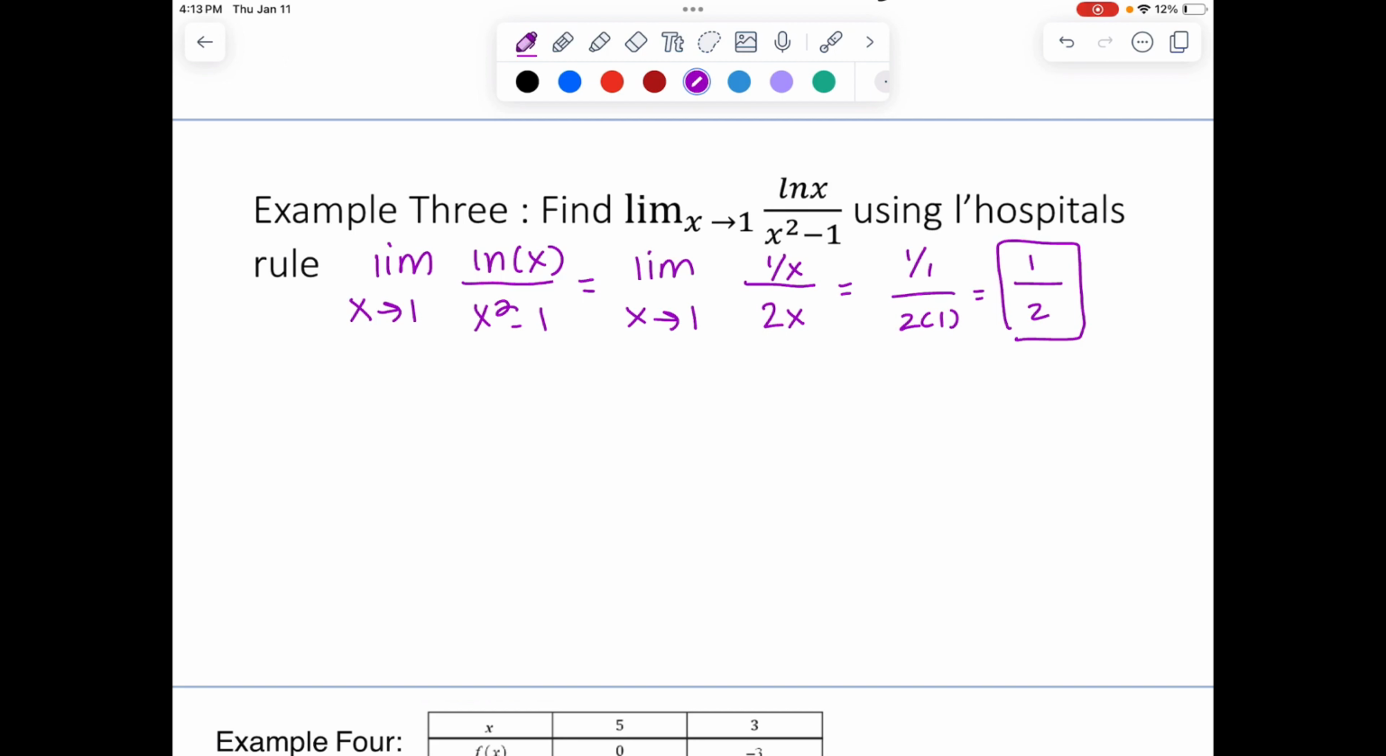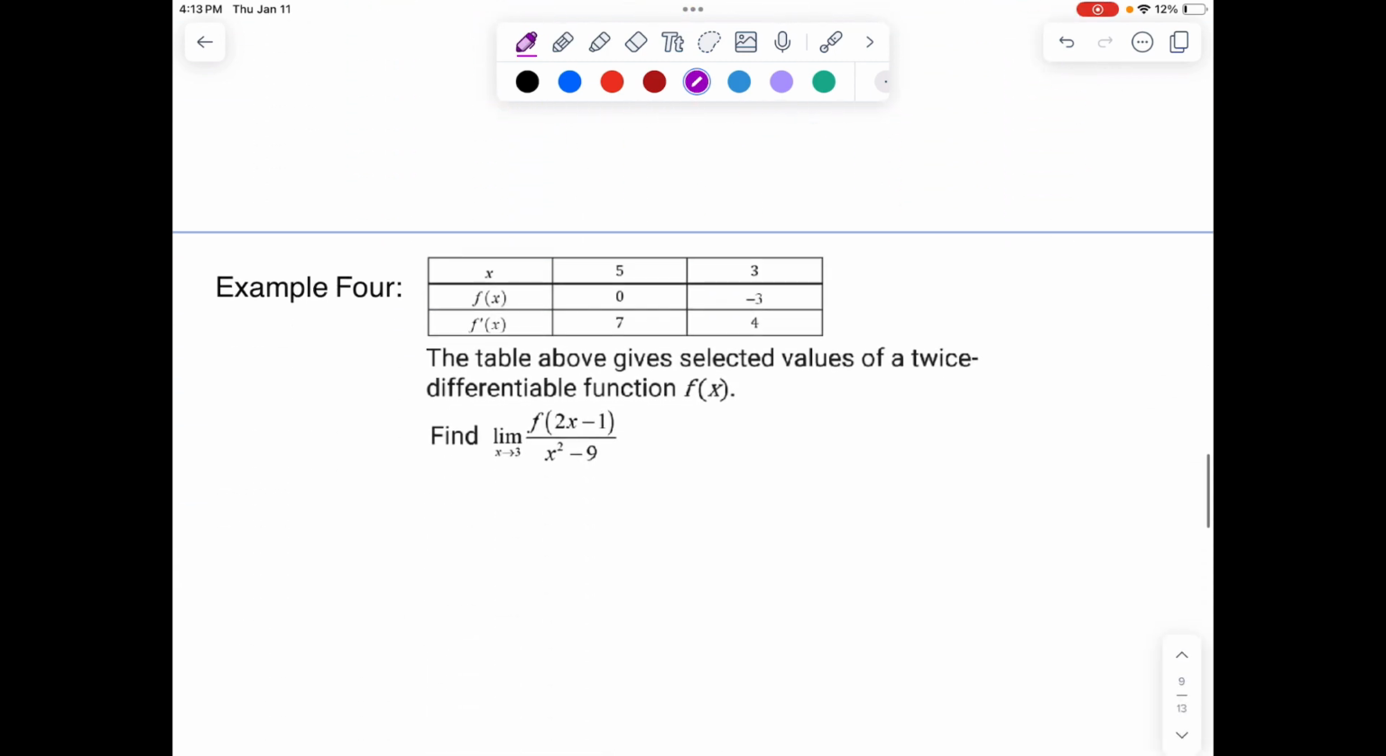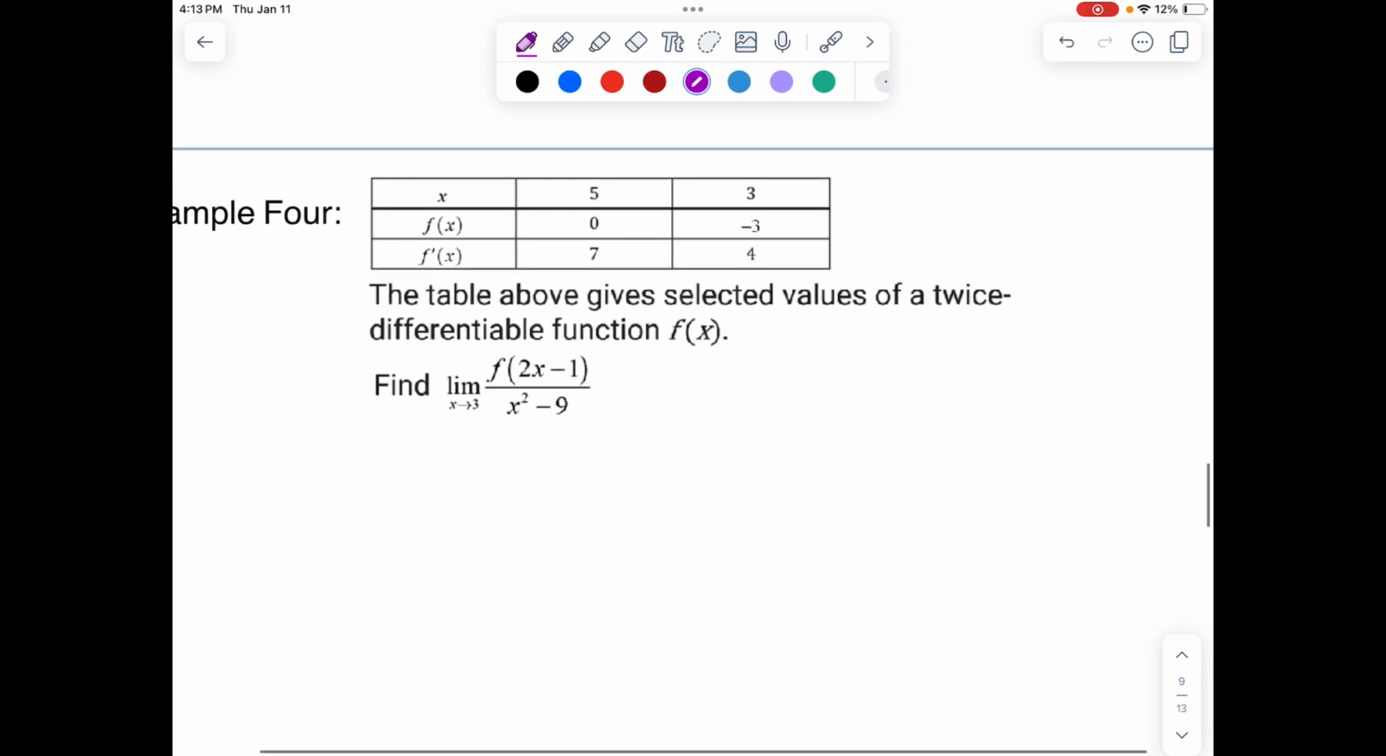Okay, a couple more problems, and then we're almost done. The table above gives selected values of a twice differentiable function f of x. Find the limit as x approaches 3 of f of 2x minus 1 divided by x squared minus 9. I'm going to go ahead and plug in 3 here to show you why we need to use L'Hopital's rule. Right off the bat, you might not recognize you need to use it, and if I didn't know that, I wouldn't automatically assume I needed to use it here.